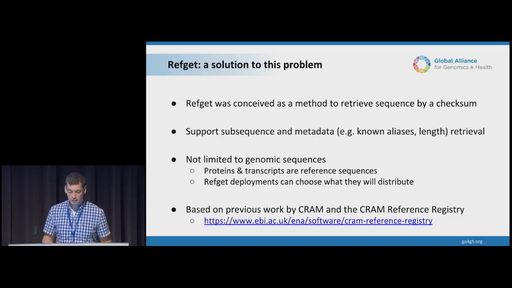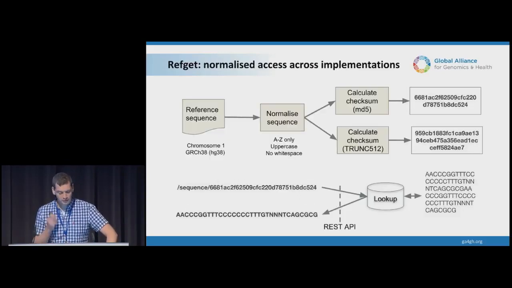Now, the API is not limited to genomic sequence and chromosomes. Proteins and transcripts can easily be referenced in this, and there are also reference sequences, and the different refget deployments can choose what they want to provide. The idea is that the checksum that we use is sufficient to provide uniqueness across that entire set, and if anyone is thinking MD5 has collisions, don't worry, we'll come on to that in a second. This is also based on work from the CRAM project and the CRAM reference registry, as Thomas so elegantly put forward in the previous demo.